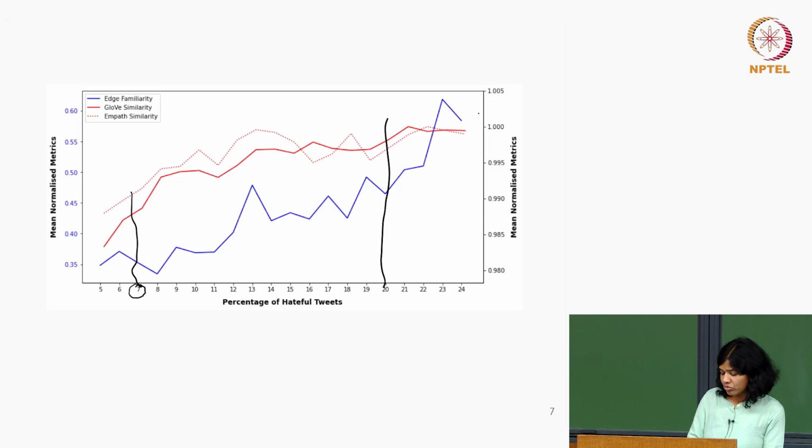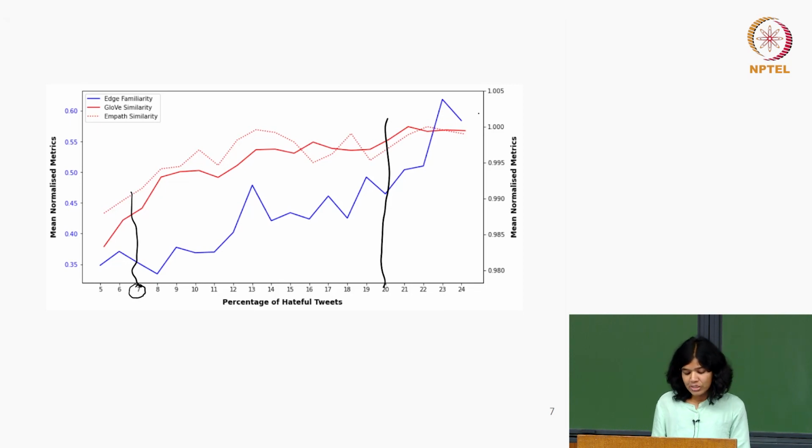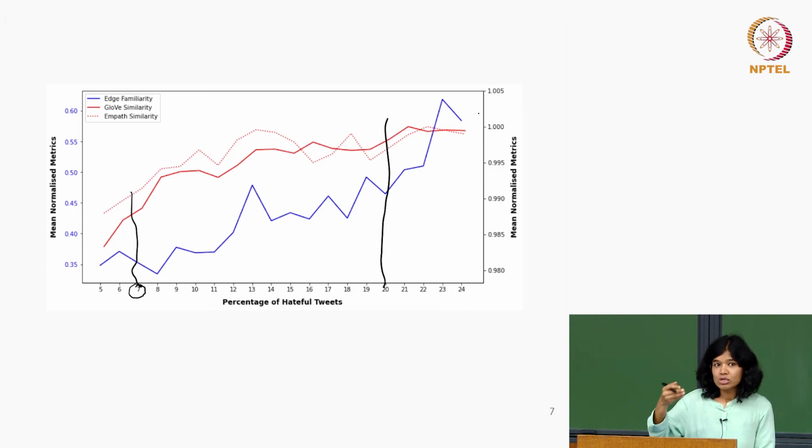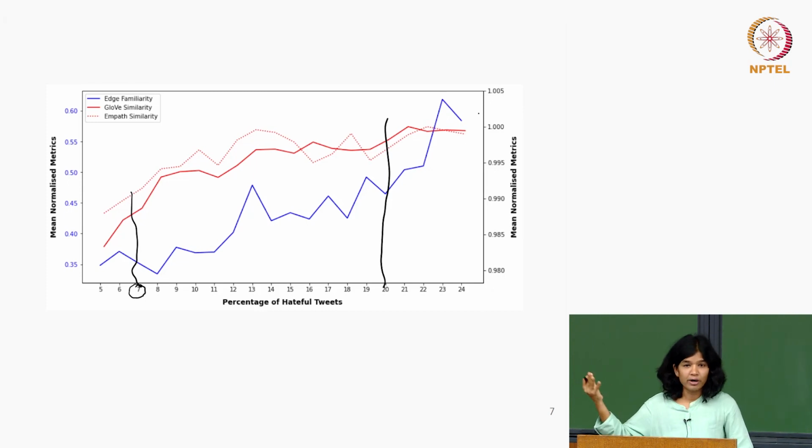From this plot, it's evident that as hatefulness is increasing, as a user becomes more and more hateful, the group is actually becoming homophilic in a way. So homophily is going up as the hatefulness is going up. Which is quite shocking, that people who are hateful are actually well connected with each other in a way.